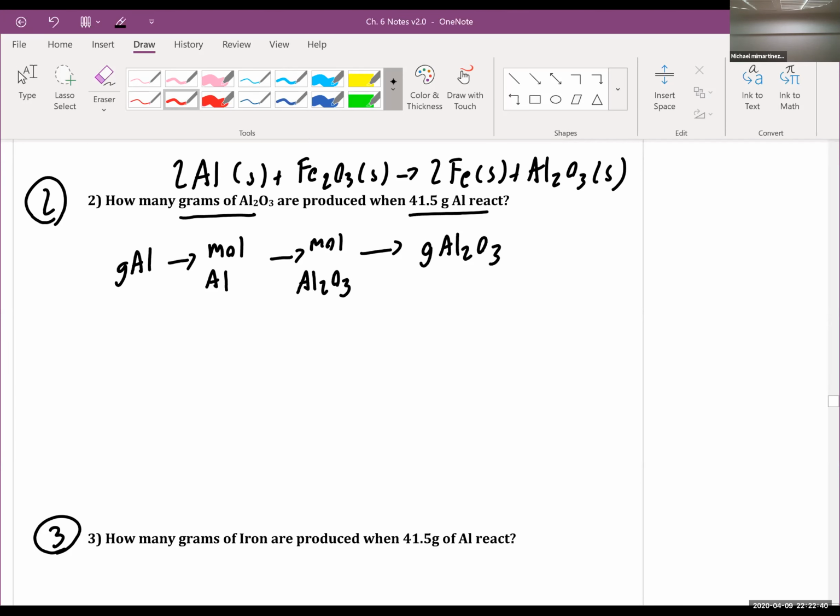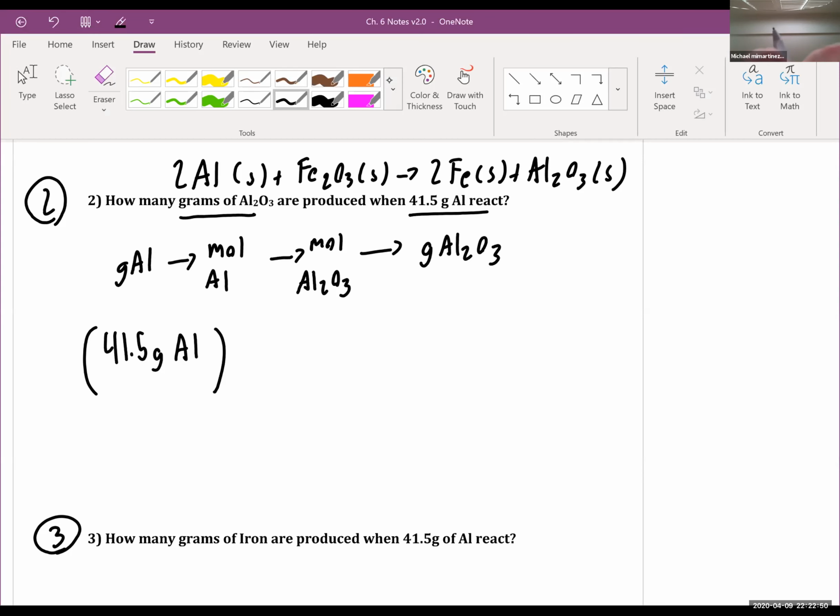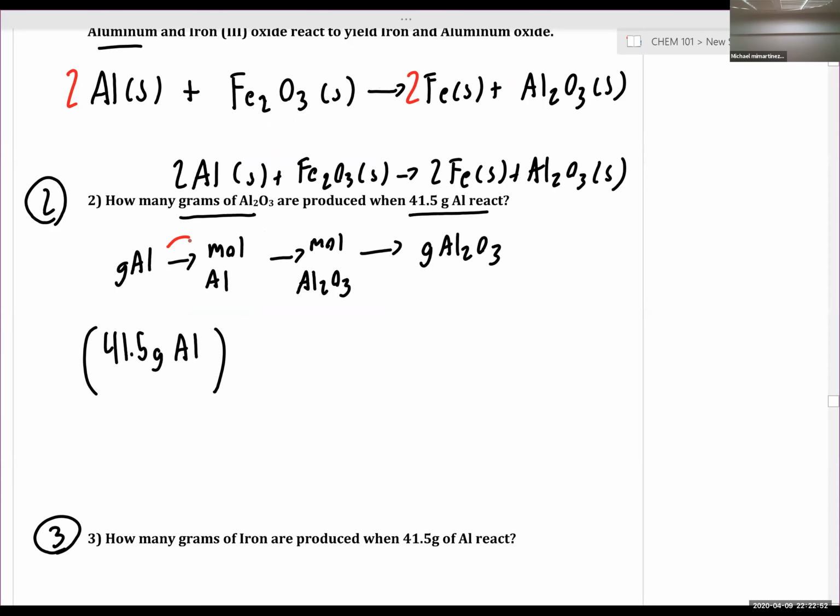So we write out our starting unit. So we have 41.5 grams of aluminum. Okay, and we're going from grams of aluminum to moles of aluminum. So in 1 mole of aluminum, we have how many grams? 27, exactly right.